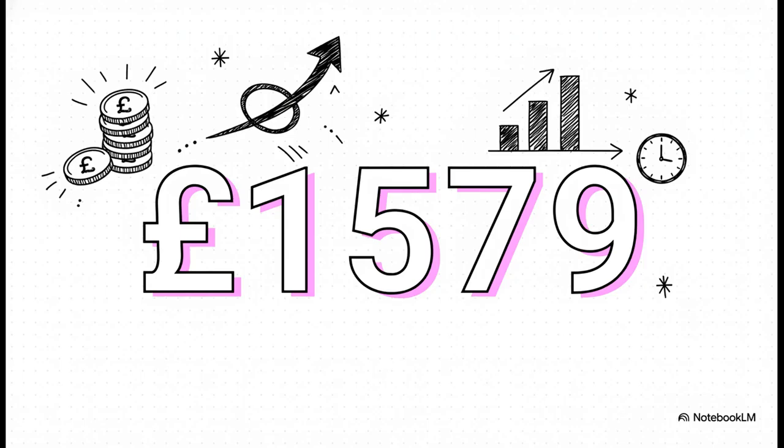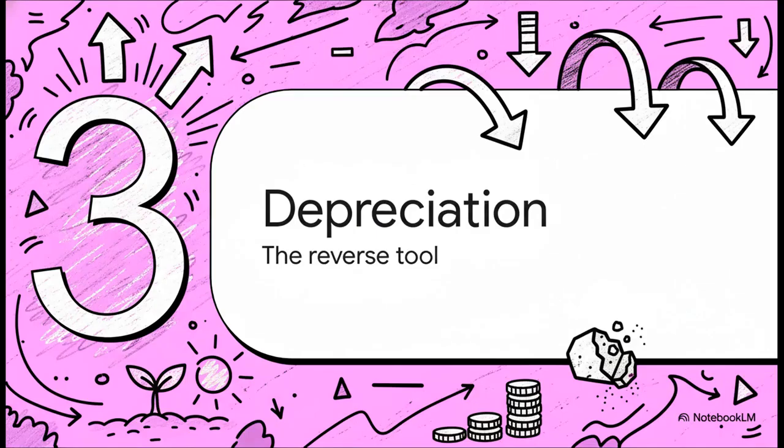That is the power of compounding right there. So we've seen how values can grow and accelerate. But here's the really cool thing. You've actually already learned all the maths you need for when values shrink. This brings us to our next tool, which is basically just the reverse of what we've been doing, depreciation.